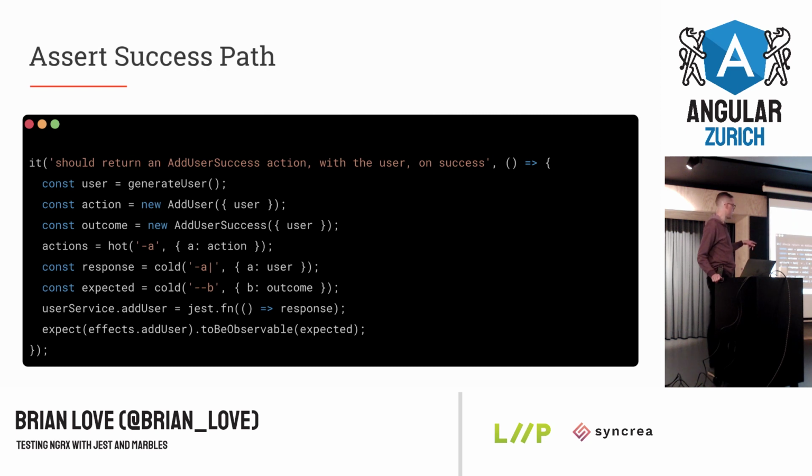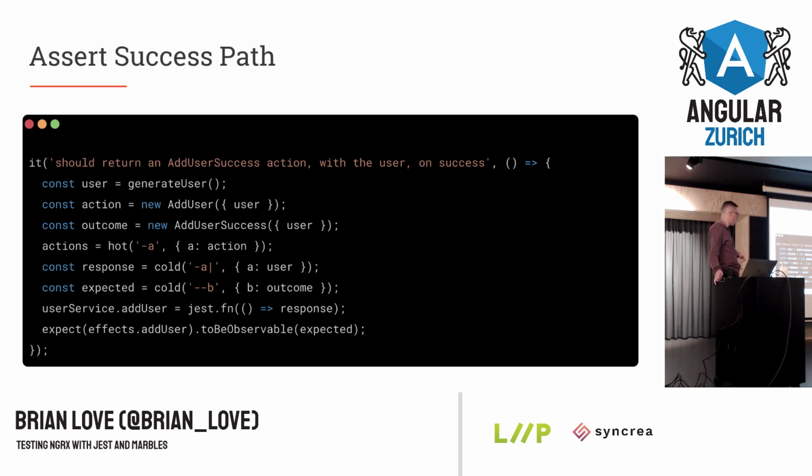The next thing I want to do is, in my user service, I'm going to override that add user method, because I don't want to actually invoke that method in my effect. So in this case, we're going to just use jest.fn, which is just a mock function, and I'm going to provide it a fat arrow function here that returns our response. That is that cold observable that's coming out of the HTTP client, if you will, right? Because remember, HTTP client does cold observables.